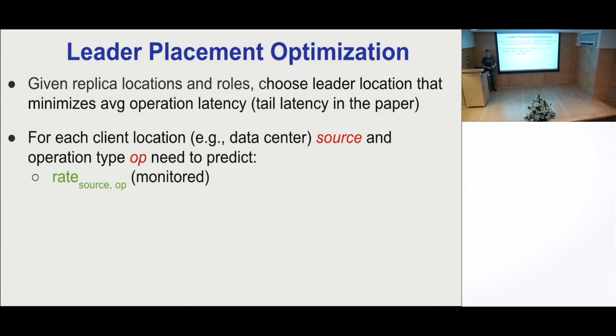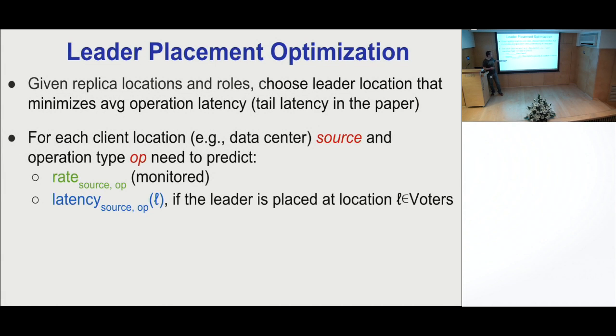Now, we want to know two things, basically. One is the rate of operation type op from location source. Fortunately, we have that, because Google has a global monitoring infrastructure, so we know how many operations of each type are invoked where. The second thing we need to know is the latency of operation type op from source, given a leader in location L, where L is one of the voters.